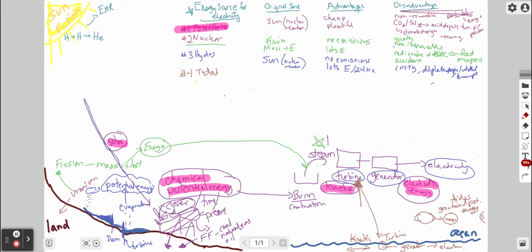So the original source is the moon, Earth, and I might even put sun in there. Interaction, gravitational pull.